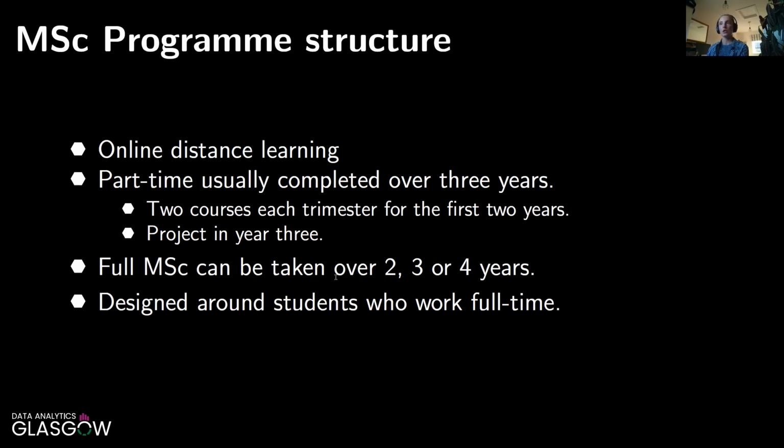The faster route is when you complete the full MSc programme over 2 years instead. On this route, you'll take 10 courses in your first year, and then you'll take the remaining 2 courses and your project in the final year.